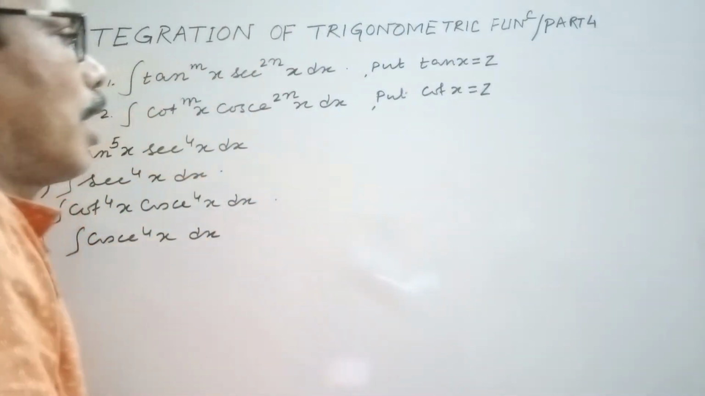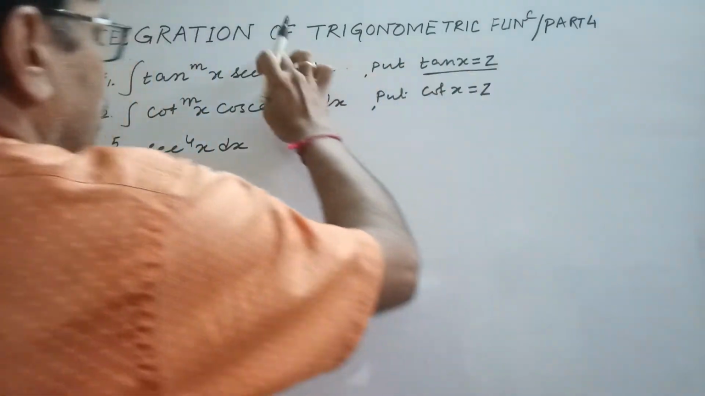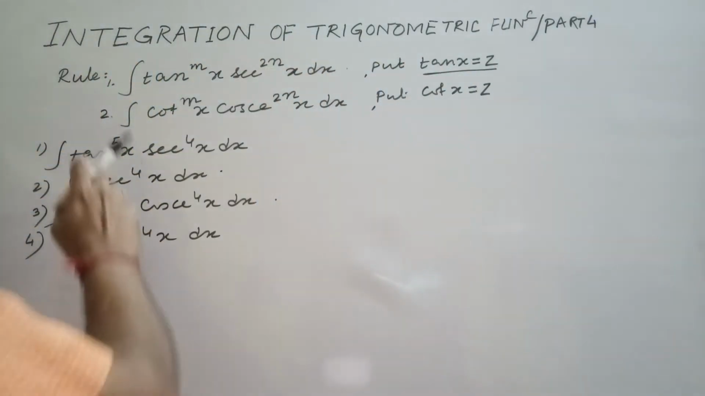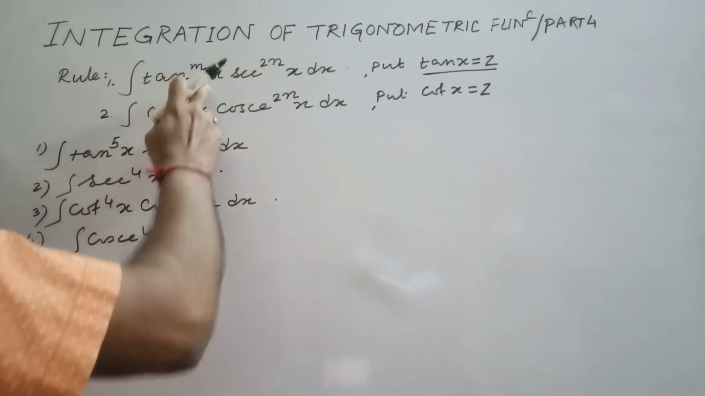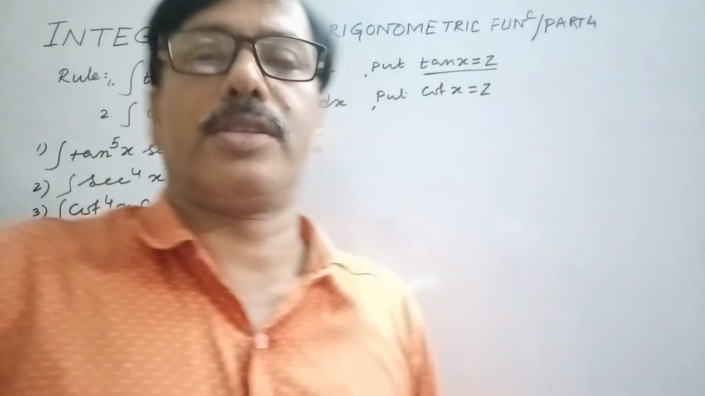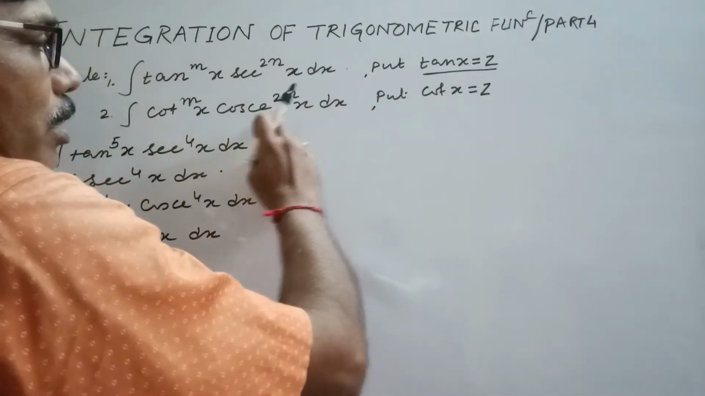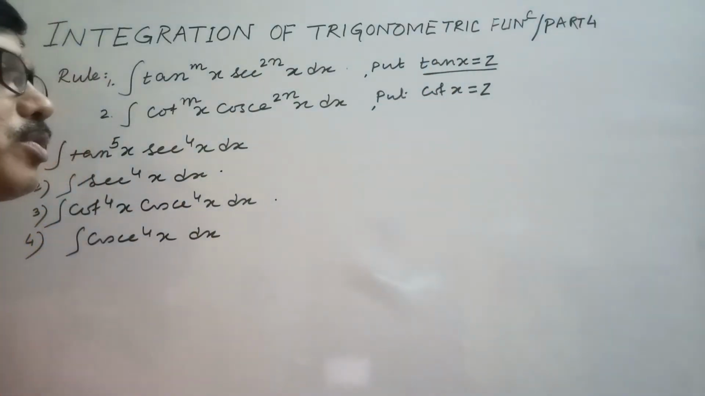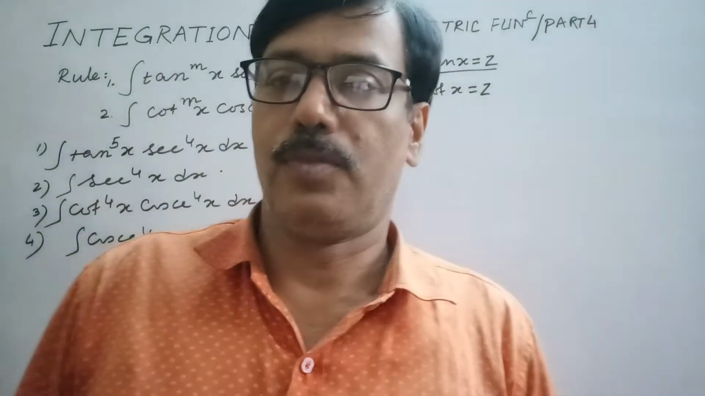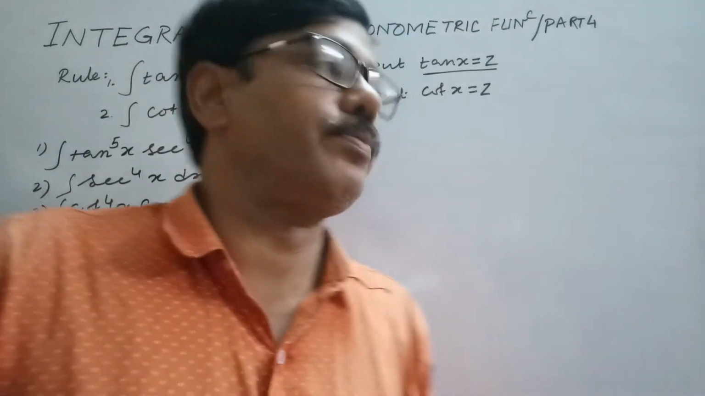So put tan x equals z. Number 2, cot to the power m x cosec to the power 2n x dx. So the power of cosec is even. Put cot x equals z. So these are simple problems for the board.